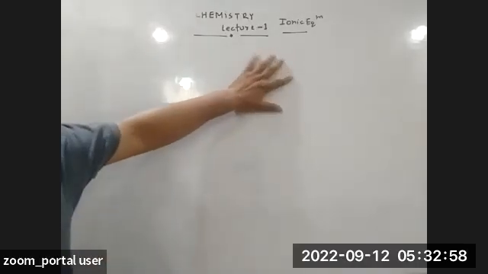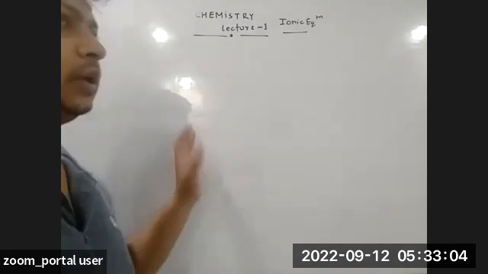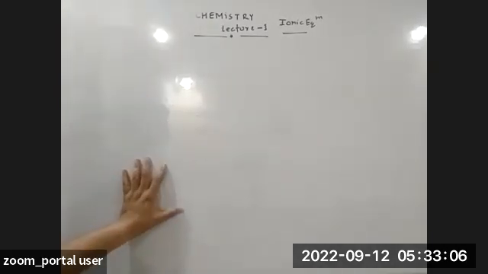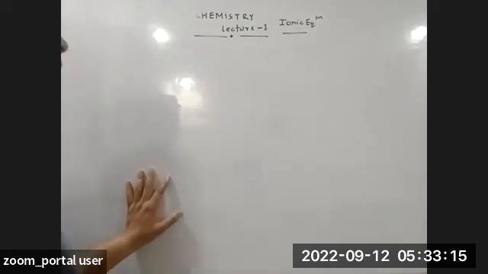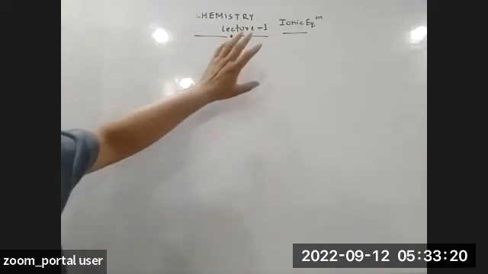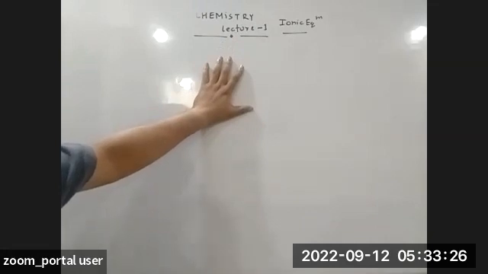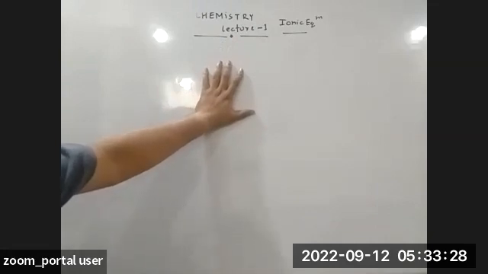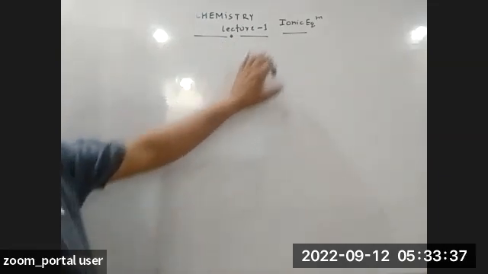Today we will start ionic equilibrium. Basically, in ionic equilibrium, the main problem is correlating the compounds if given in the solution simultaneously. It is slightly difficult. But ionic equilibrium is the easiest chapter if you are able to do all the calculations and everything.